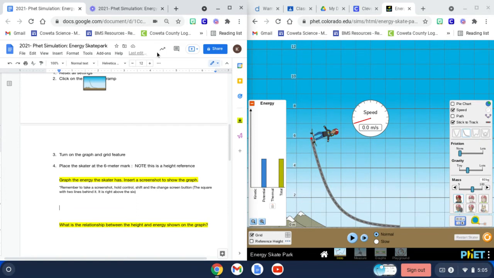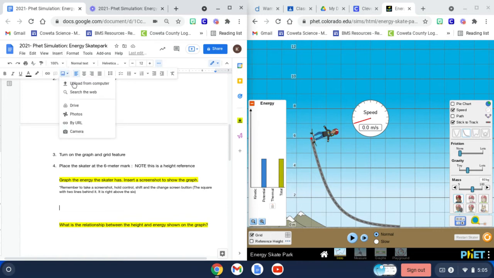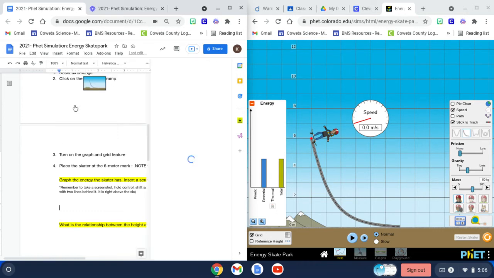Or you can go up to insert right here, and click and insert that image. So you'd upload it from your drive, because it's of course going to save to your drive directly. And then you would place that screenshot in the document.